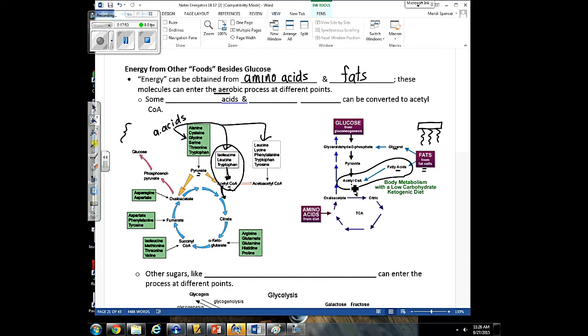Since some amino acids and some fats can be converted to acetyl coenzyme A, I think that is a good fact to have memorized. So let's indicate some amino acids and fatty acids can be converted to acetyl coenzyme A that is utilized by the Krebs cycle.